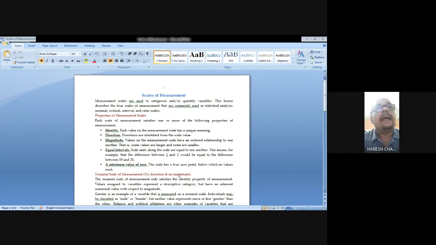What is meant by equidistant scale value? Yes, sir. If 10 is not 2 times of 5, if that is the condition, then this is not an equidistant scale. But height: this table is 5 feet high, and the other table is 10 feet high. I can say yes, this is exactly 2 times that, because this is an equidistant scale, and this is about the scale of measurement.